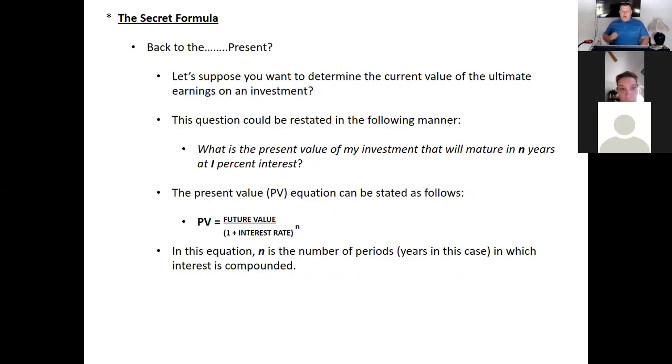So the present value equation can be stated as follows. The present value equals the future value divided by 1 plus the interest rate to the power of the time period. In this equation, n is the number of periods, years in this case, in which interest is compounded. But if you had interest compounding monthly, you certainly could fill in that for n there.